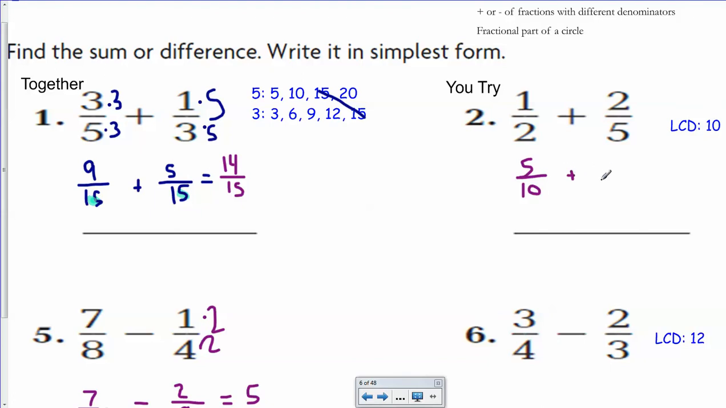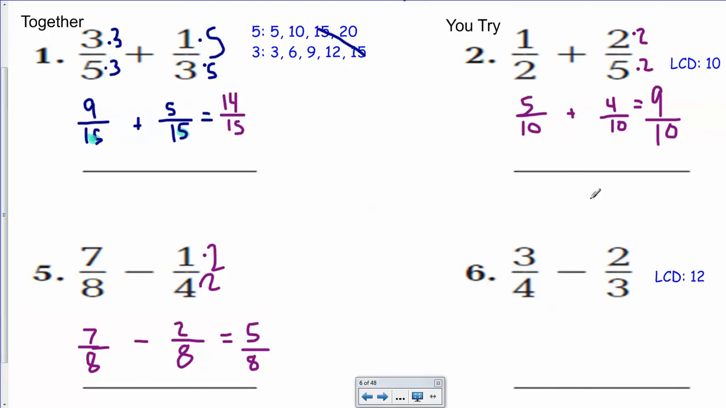All right, here's our answers. We're going to end up in number 2 with an answer of 9/10. So remember again, when I have to be comparing apples to apples, I have to find a common denominator of 10, and then I'm ready to perform my addition or subtraction problem.